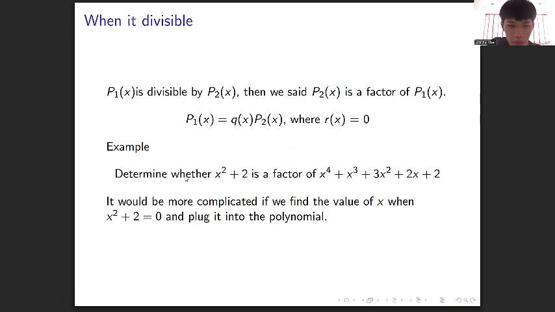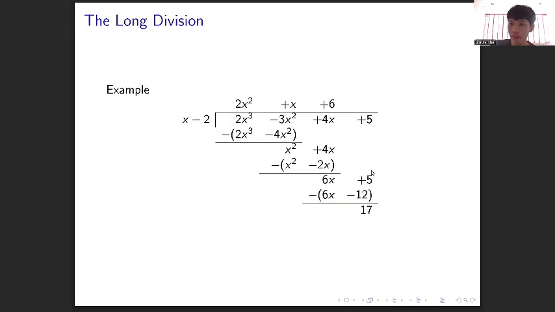For example, determine whether x squared plus 2 is a factor of x to the power of 4 plus x cubed plus 3x squared plus 2x plus 2. If you find the value of x when x squared plus 2 equals 0 and plug it into this polynomial and see whether it's 0 or not, it will be much more complicated. So instead of this, we can just use the long division method.